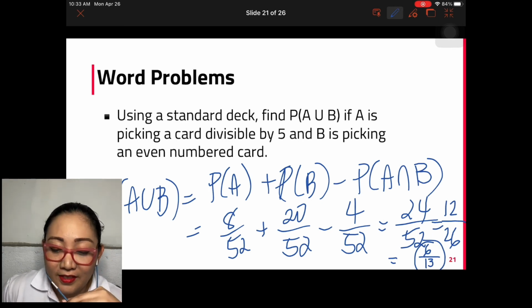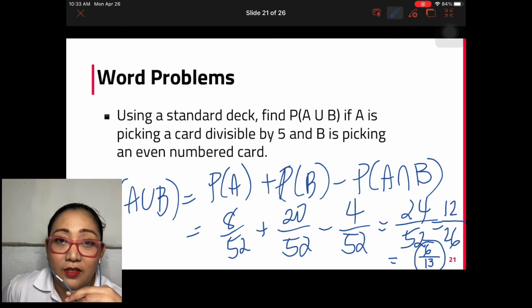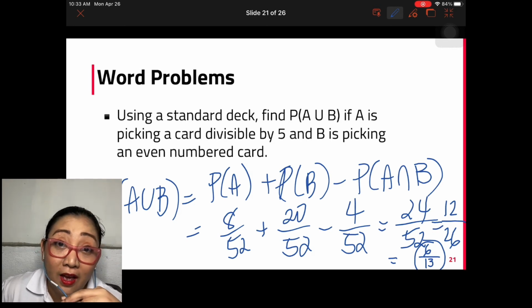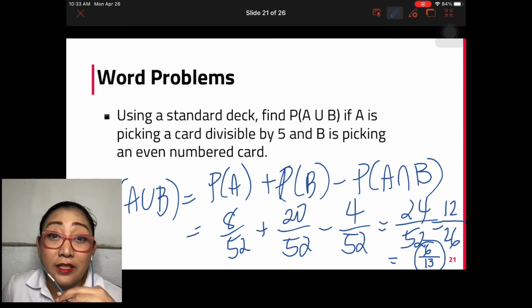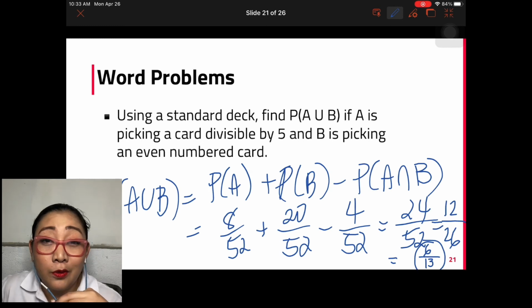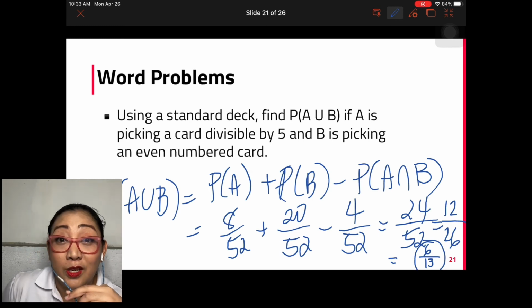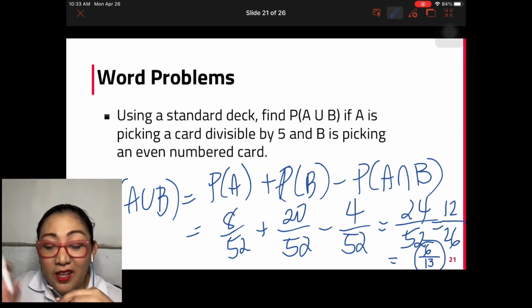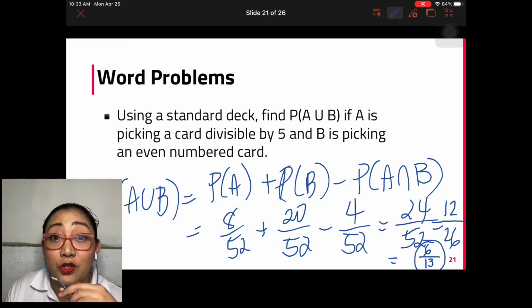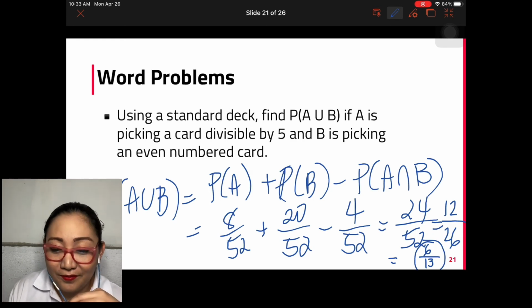Okay? So, yan po ang ating probability. Please remember the formula that we have. Now, paano kung mutually exclusive yung events? Edi 0 lang yung probability of A intersection B. Okay? Pwede mo na siyang tanggalin if the events are mutually exclusive.